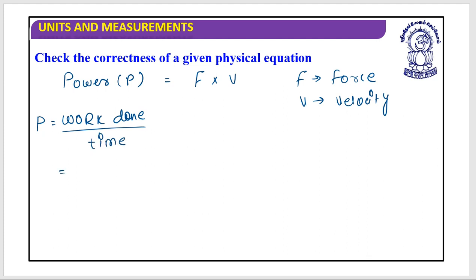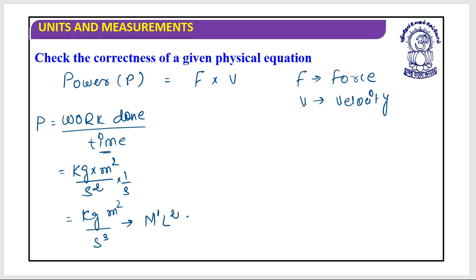What is work done? It is force into displacement. You can say its formula or unit would be kg meter square per second square. For time it would be 1 by second more. So this is kg meter square divided by second cube. So if I make the dimension of this, it is M1 L2 T minus 3. This is the dimension of power.